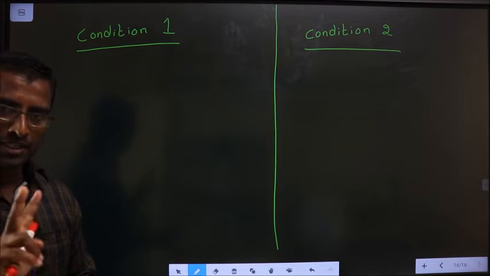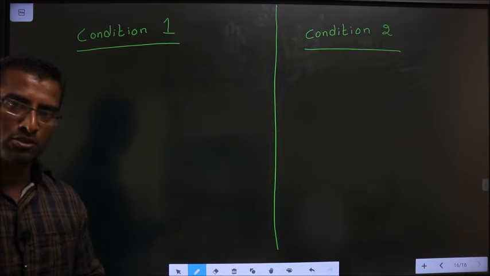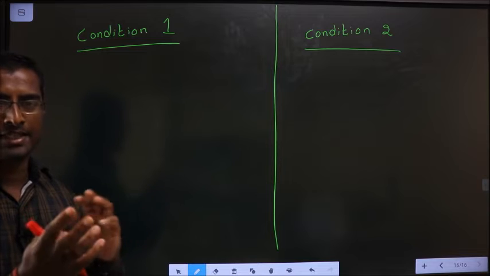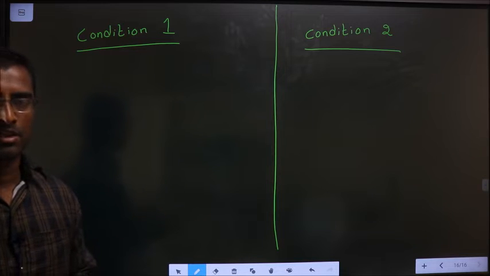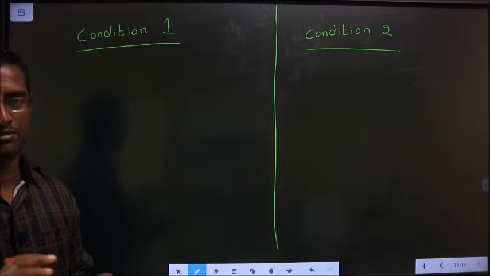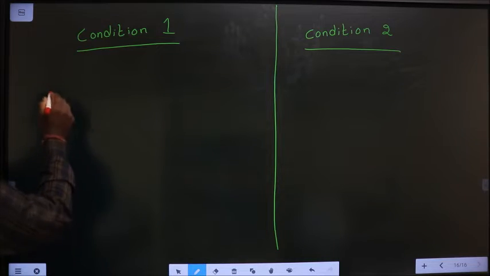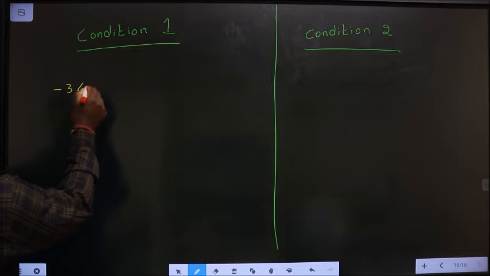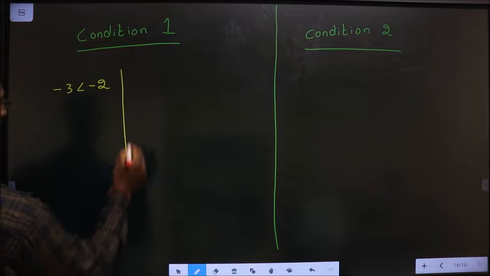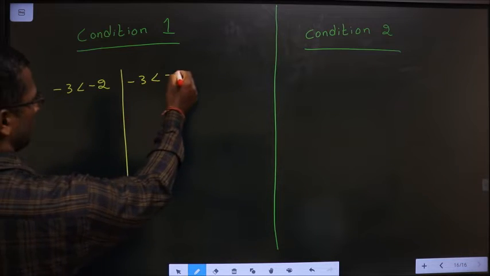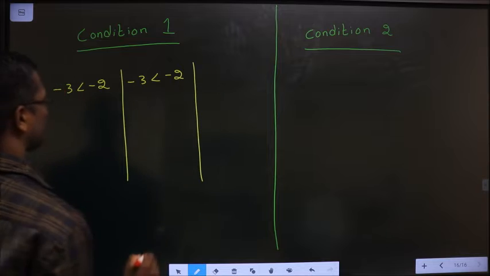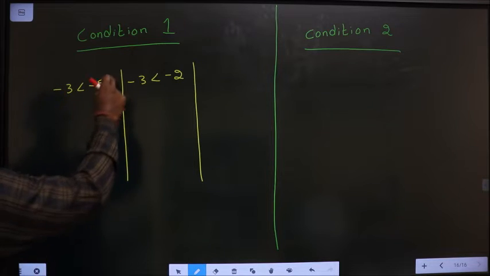There are two situations. Only in these two situations inequality will change its direction. Let us understand those two situations. In situation 1, see here. Let us say minus 3 is less than minus 2. You agree to this, right? Now, this is correct.